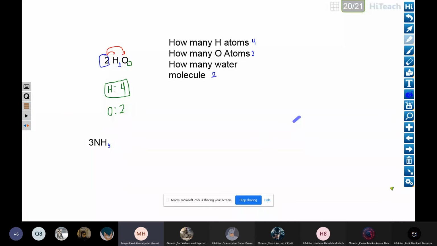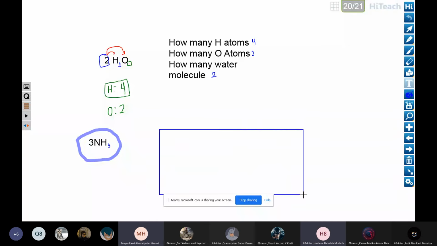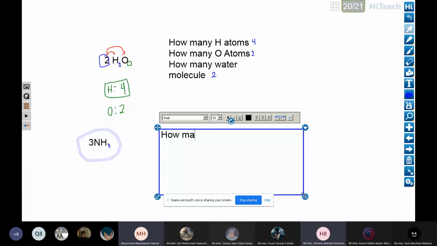Look at this molecule. You have 3NH3. How many nitrogen atoms? Yeah, how many nitrogen atoms do you have here? 3NH3. Okay, 3. No, nitrogen atoms. This 3 is for both, I told you. It's for nitrogen and for hydrogen.